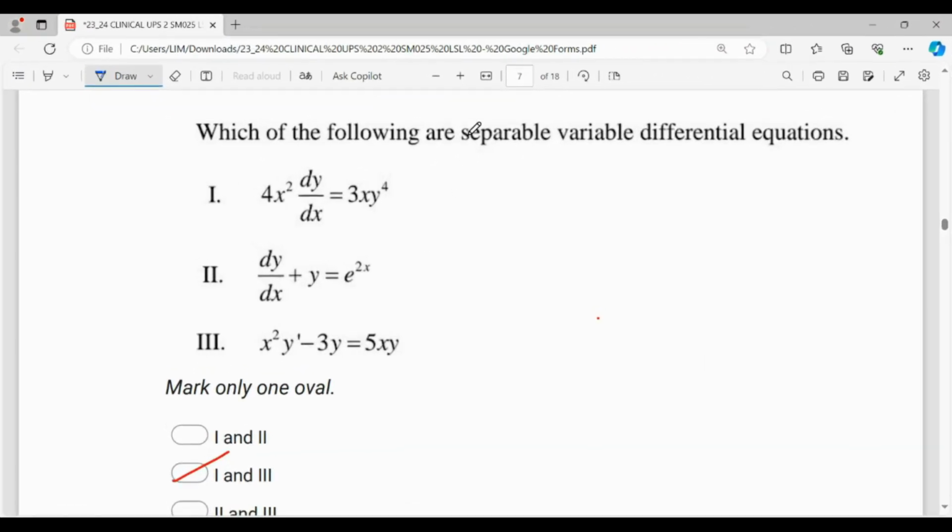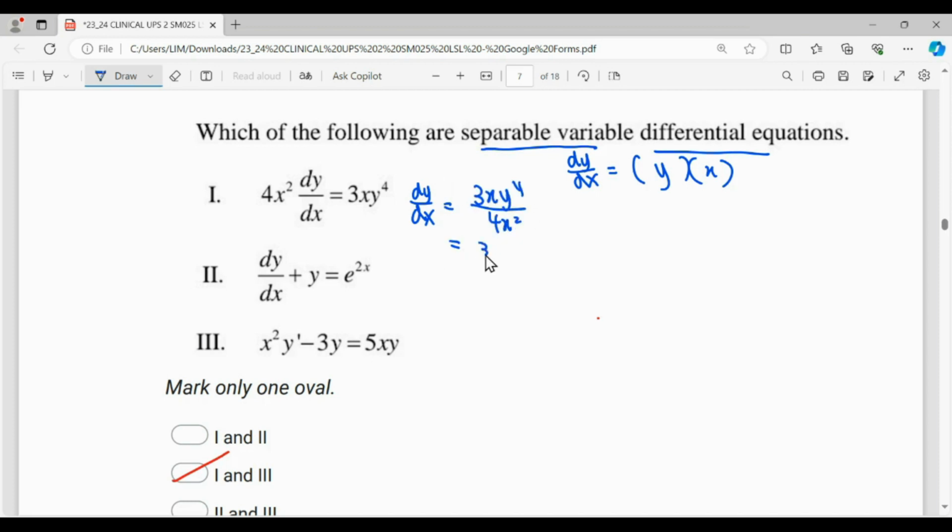Our next question, which of the following are separable variable differential equations? So that means if we want to use the separable method, we have to let dy/dx be the subject. Then we can see our unknowns y and x are factorized completely. y will be in its own factor and then x will be in its own factor. So we have to rearrange for dy/dx as the subject.